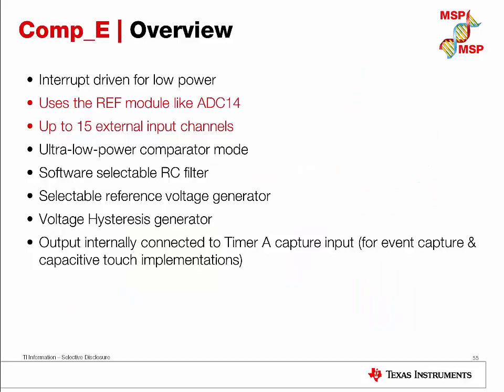The next analog module that the MSP432 MCU introduces is the comparator E. It is an ultra-low power comparator that has been introduced in previous MSP430 families. The comparator E is created for ultra-low power consumption. It can also be interrupt-driven for low power operating modes. It has up to 15 external input channels, and it also uses the reference module to create the reference voltage.